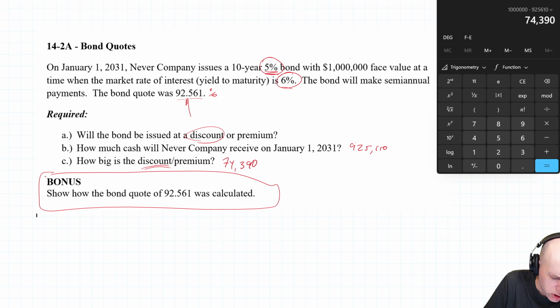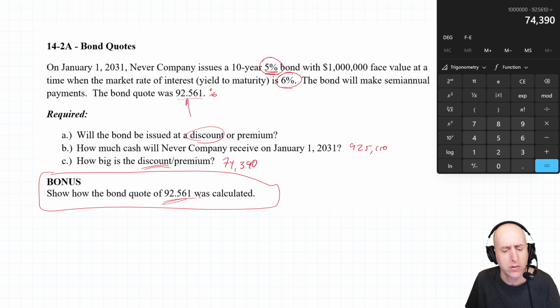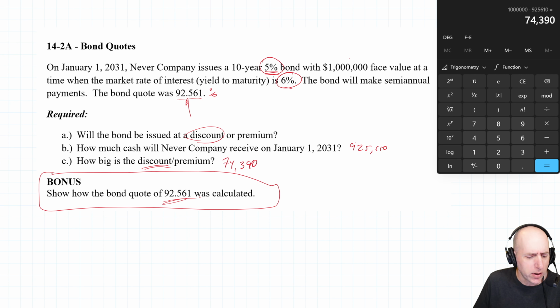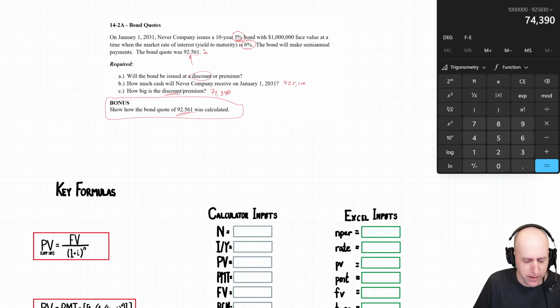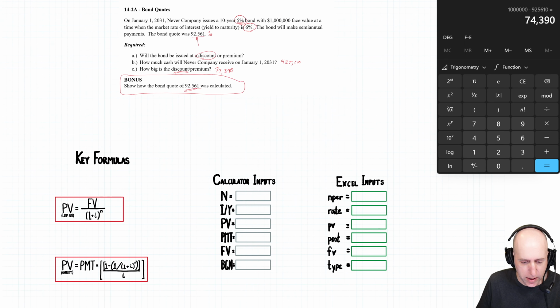The bonus says, show how we came up with that 92.561. So pretend we didn't know that. How would I have calculated that? And this is math of finance. So I'm going to solve this 3 ways.